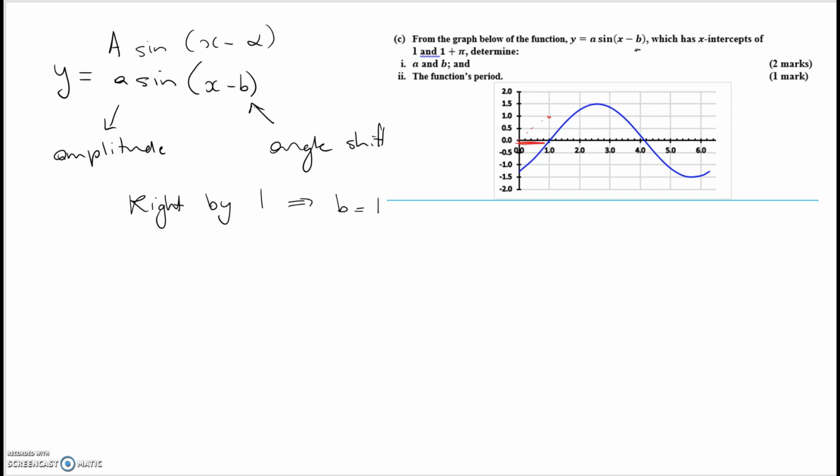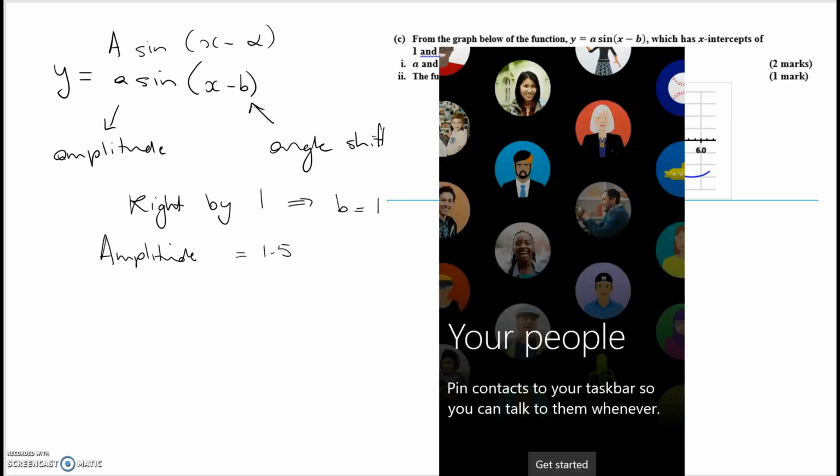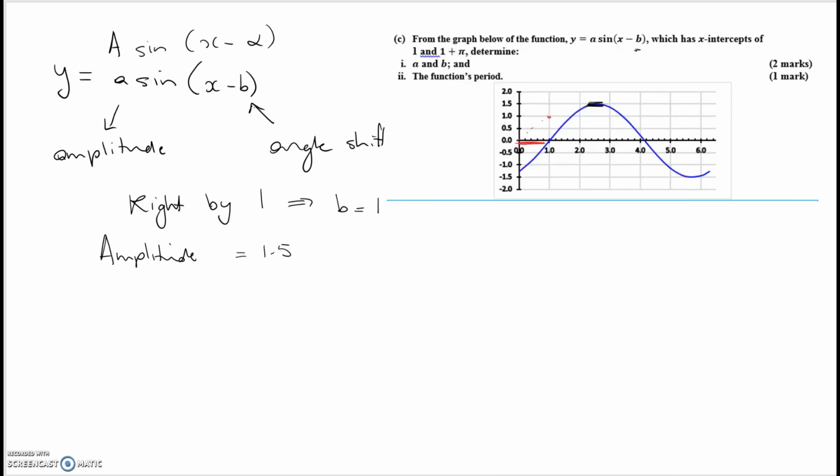And the amplitude, that's how high it goes, so there, and the amplitude is 1.5. So we're just reading that from the graph. So then we can write that as y equals 1.5 times sine of x minus 1.